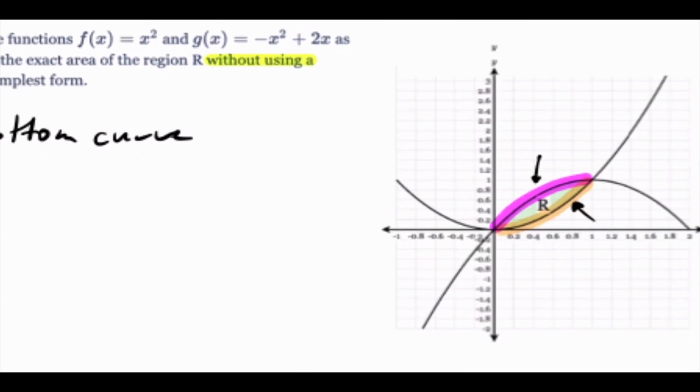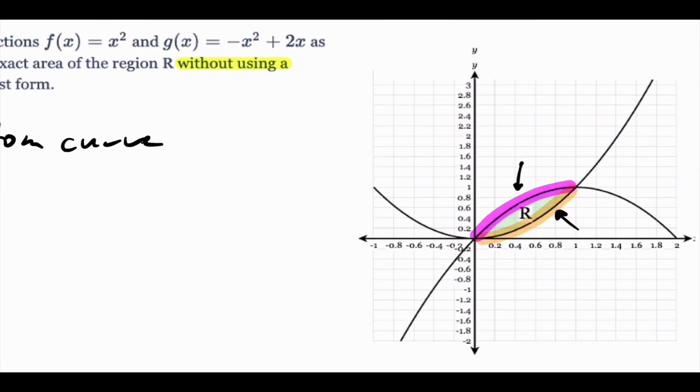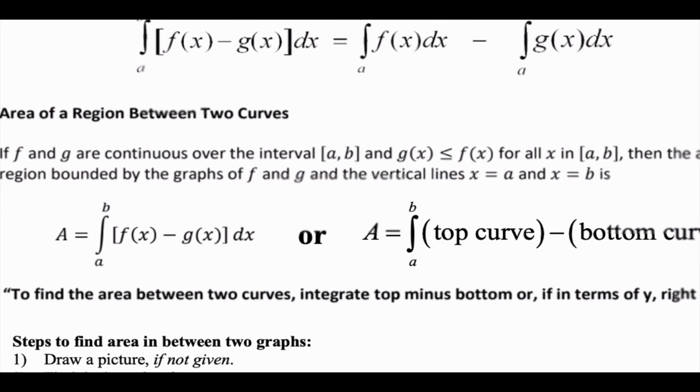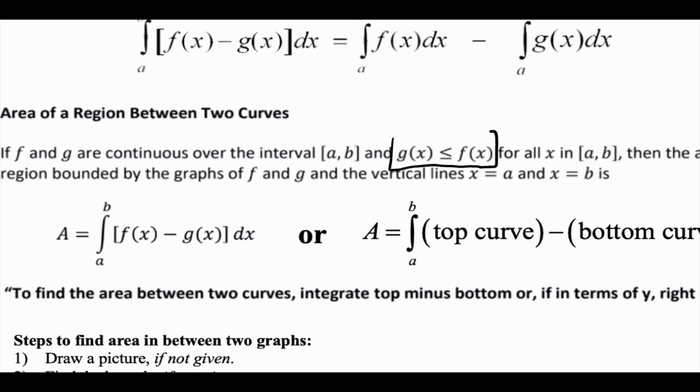So let's go back to our question. One of them is F, one of them is G. And F won't always be the top. Sometimes G is the top, sometimes F is the top. So don't take that for granted. That's why it says this only works if G is bigger than F. If it's not, then it doesn't apply.